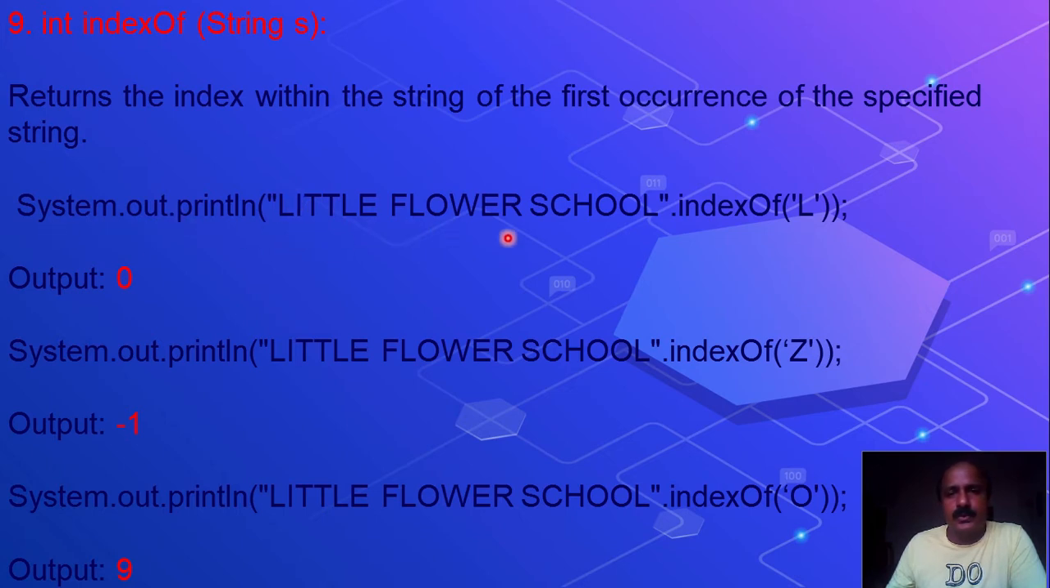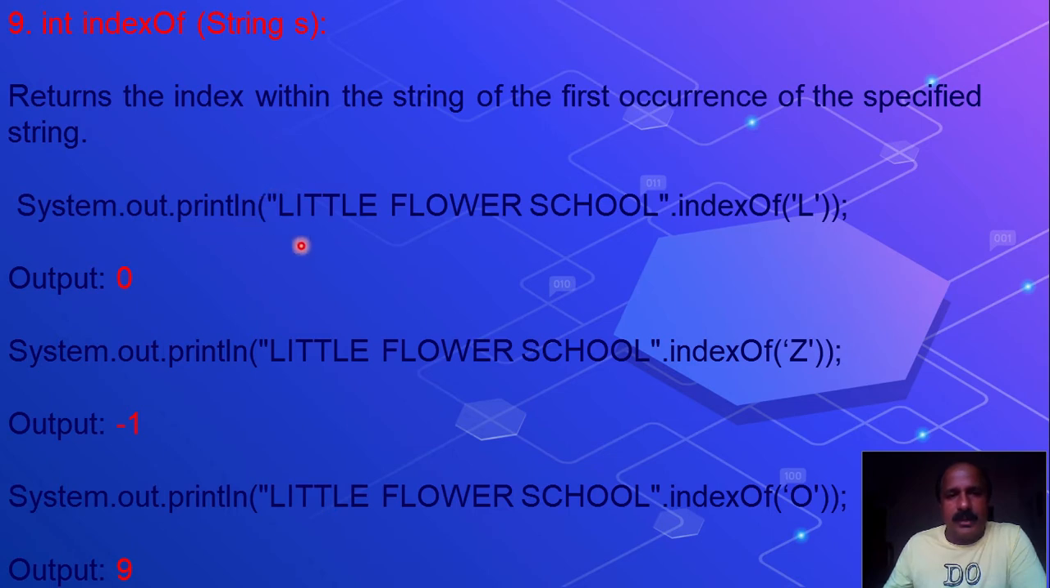System.out.println("Little Flower School".indexOf("L")). See, this is your string. In this string, you can see capital L in this position, here also, here also. Three places are there where you can see capital letter L. And in my definition, what I have given, the first occurrence of the specified character that you are giving, its first occurrence. That means this.